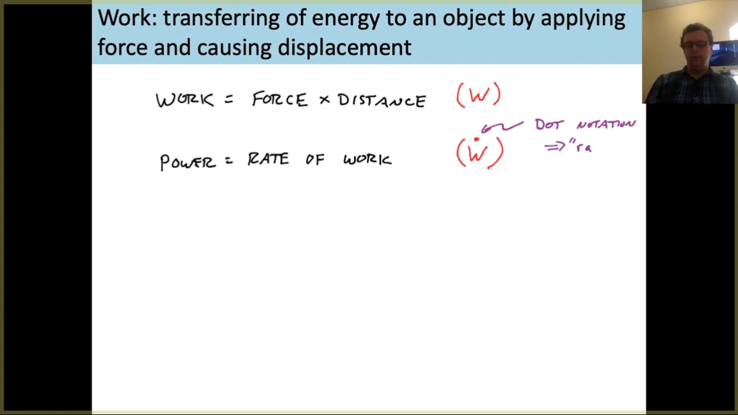So to differentiate these, we'll typically use a W for work and a W with a dot over it for power. And just a reminder that a dot over a variable is our notation for a rate of. So power is the rate of work.